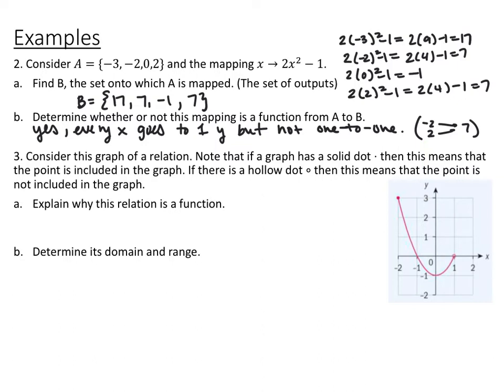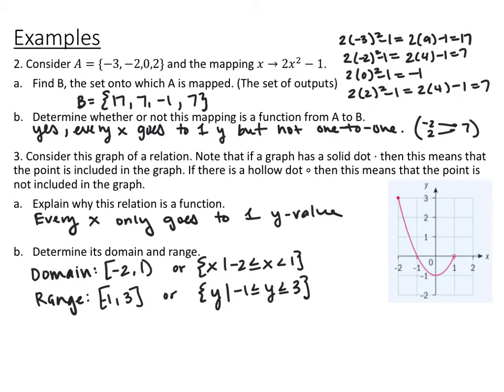The next example, we're given a graph of a relation. Note that the graph has a solid dot here at x equals -2. That means that that value is included in the graph. But here at x equals -1, it has a hollow dot or an open circle. That means it's not included. So explain why this is a function and then find its domain and range. So go ahead and pause the video and do number 3.